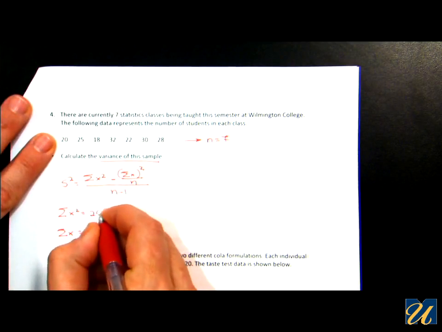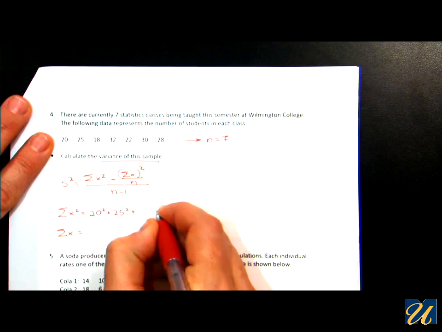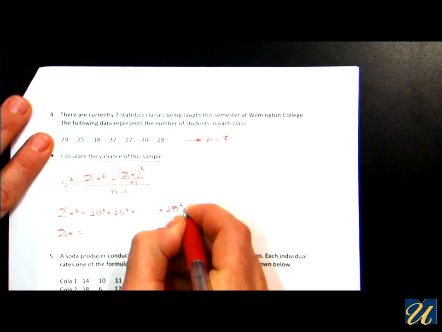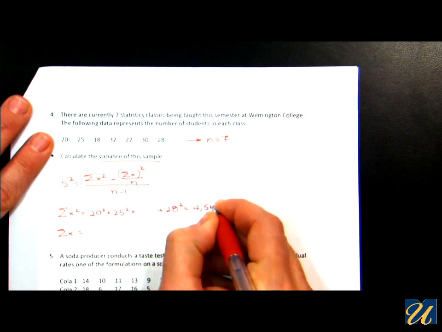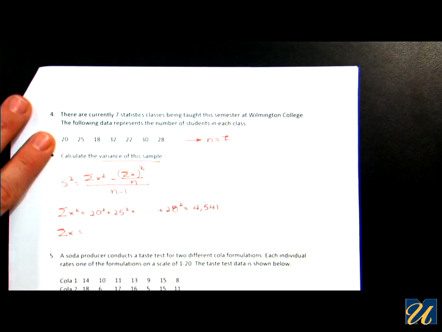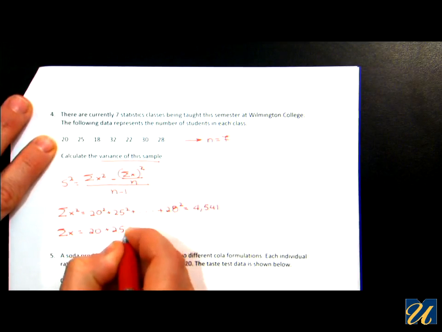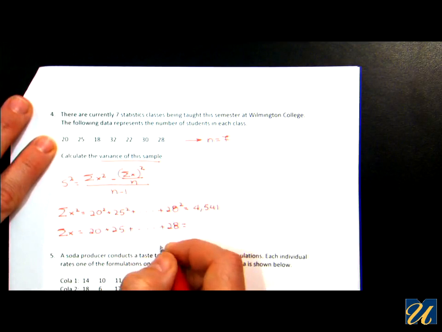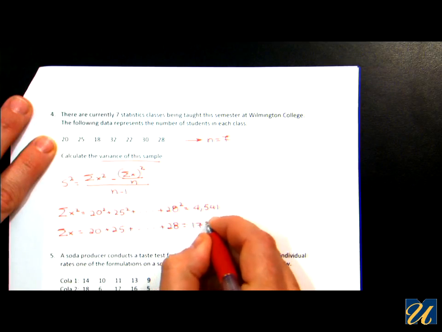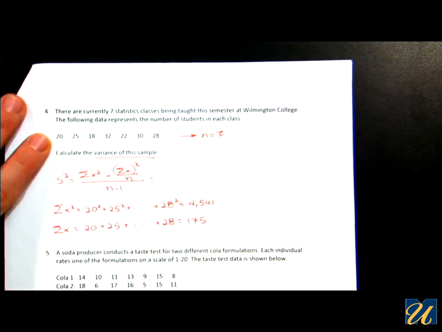So this will be 20 squared plus 25 squared plus 28 squared, and this will be 4,541. And then you simply add the entries that you have, which means 20 plus 25 plus 28 all the way to the end. They add up to 175. All you have to do next is take these values and plug them in your formula.